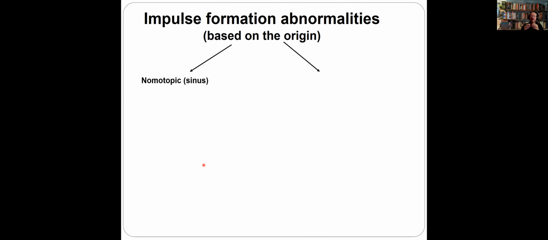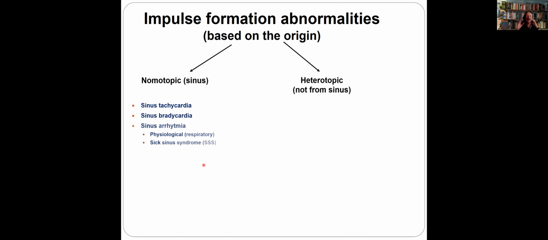Now, another thing: when you have this extra beat formation, you should look at where this beat originated from. If it's coming from the sinus, this is called nomotopic impulse formation, such as sinus bradycardia, sinus tachycardia, sinus premature beat, sinus arrest, anything can be. Or not from the sinus, it can come from anywhere. It can come from the atrium, or the AV junction, or from the ventricle. Doesn't matter. So this is called heterotopic, not from the sinus. As I mentioned, that can be atrial or anything else.